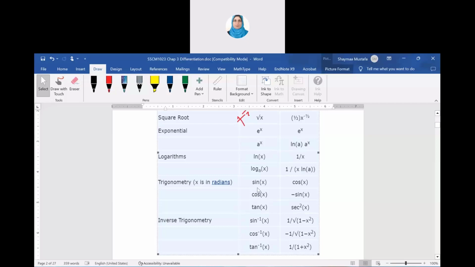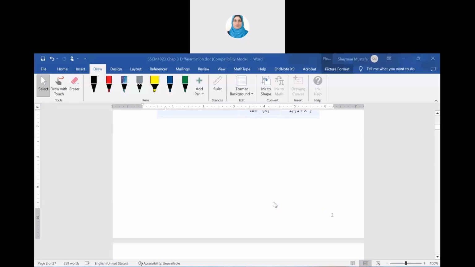For trigonometric functions, the derivative for sine is cos. The derivative for cos is equal to minus sine. The derivative for tan x is sec squared x. For this one, we will prove it later. But for trigonometric functions, we already know before that the derivative for sine is cos, the derivative for cos is minus sine, and the derivative of tan x is sec squared x.